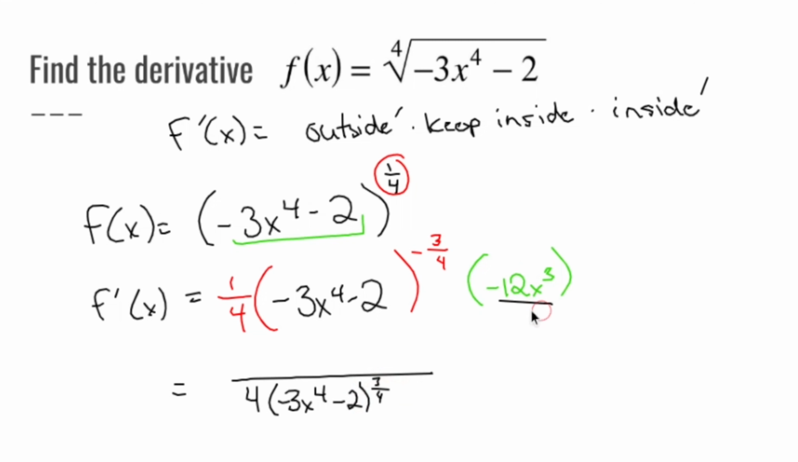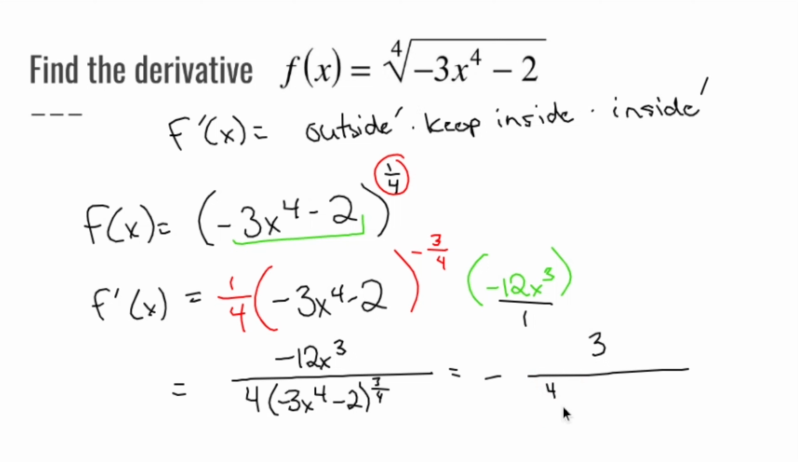Then this is technically over 1, so I'm going to write negative 12x to the third. And my last step is going to involve me cleaning this up. So I'm going to divide 12 from 4, bring the negative out front. So this becomes 3 over, and I'm going to put this back in root form because that's how it was given to me.